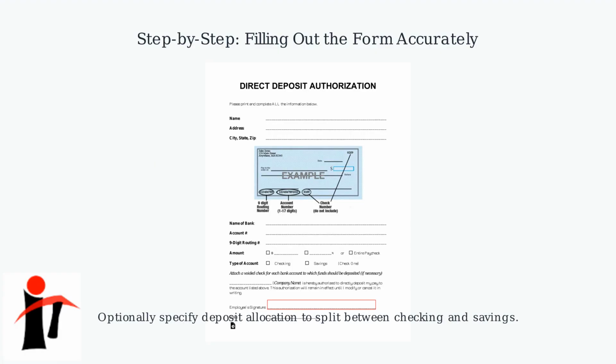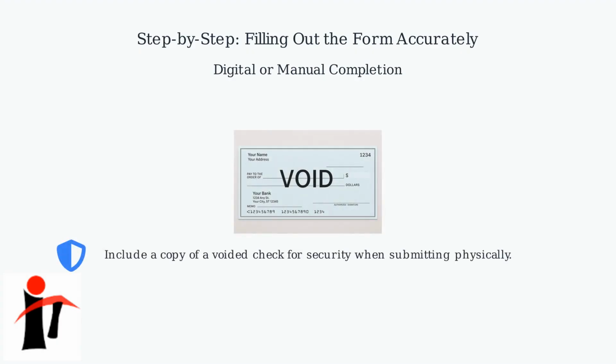You may optionally specify deposit allocation if you want to split the deposit between your checking and savings accounts. For security purposes, it's often recommended to include a copy of a voided check if submitting the form physically. This helps verify your account details.